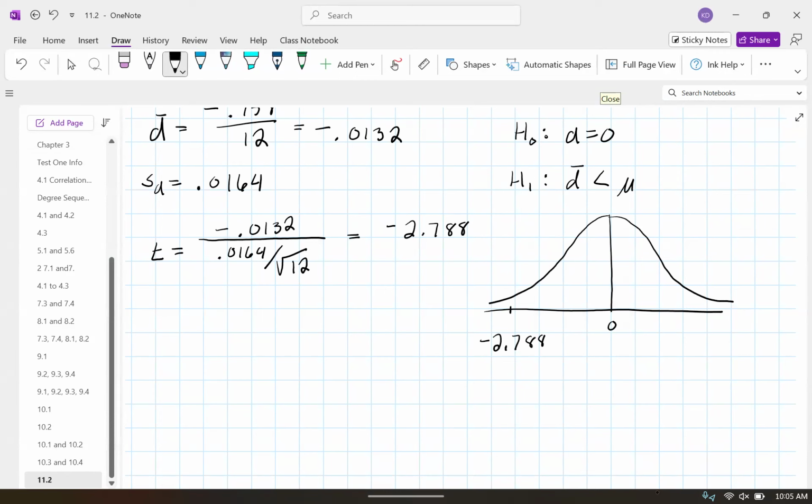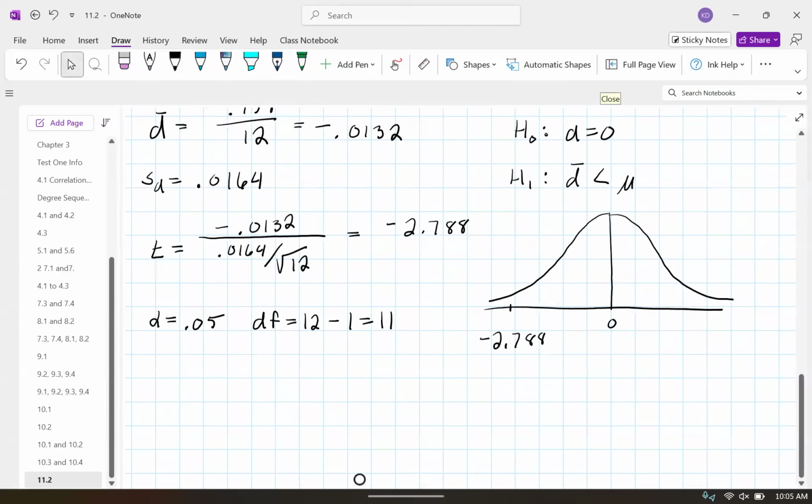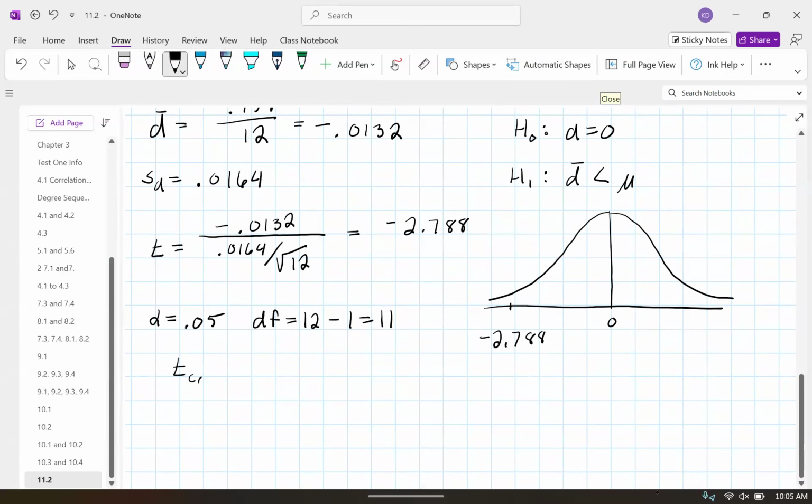Now we're going to go to the T table. We've been there so many times before. Our alpha level was 0.05, and our degrees of freedom is 12 minus 1, which equals 11. So we use that in the table to look it up. I'm just going to pretend we did that. And I get my T-crit is, when we look it up, we're probably going to get the positive of this, but we're going to call it negative because it's a left-tailed test, 1.96.